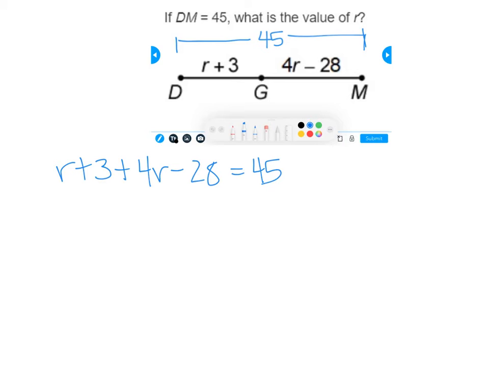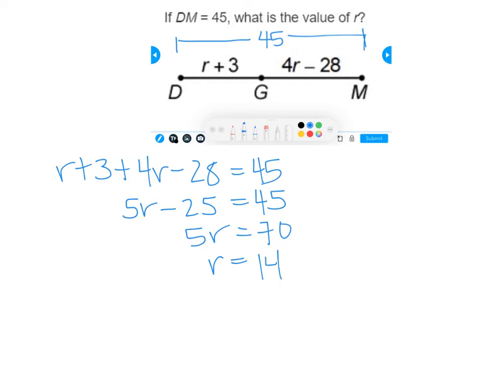So the R and the 4R go together and make a 5R. 3 minus 28 is -25. That equals 45. So that means that 5R is equal to 70, and that R is equal to 14. So the question actually asks, what is the value of R? So that means I'm done. R is equal to 14.